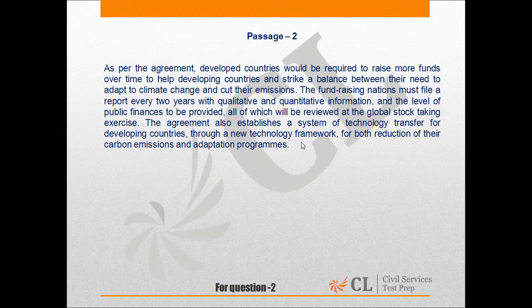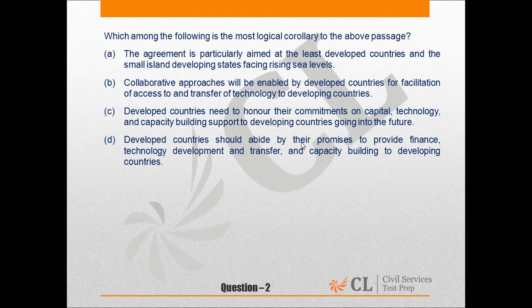Now this one talks about one particular agreement, so our conclusion has to be based on whatever data is given in the passage. Let's look at the options. Option 1 says the agreement is particularly aimed at the least developed countries. Now we can stop here and eliminate this option because the passage doesn't talk about any comparison among the developed countries. It actually talks about the developed countries helping the developing countries. So option A can be eliminated.